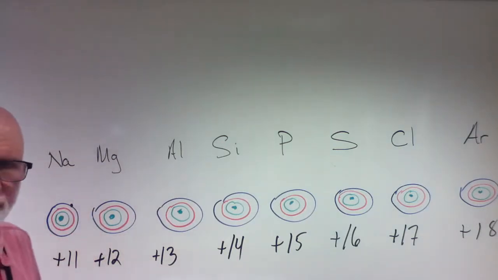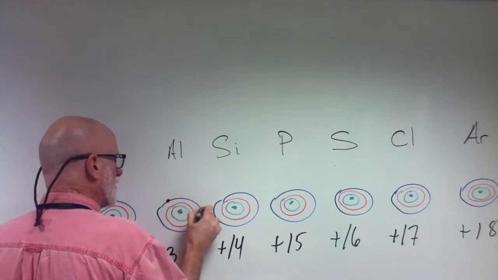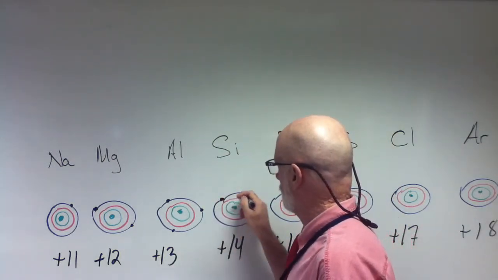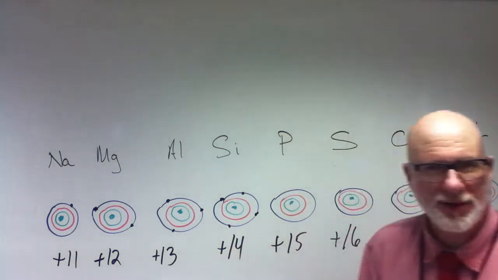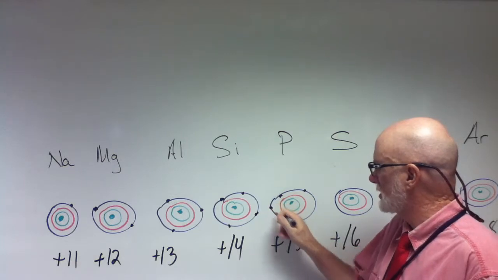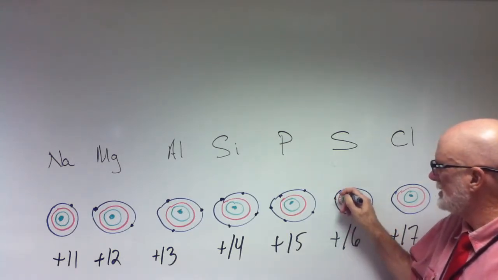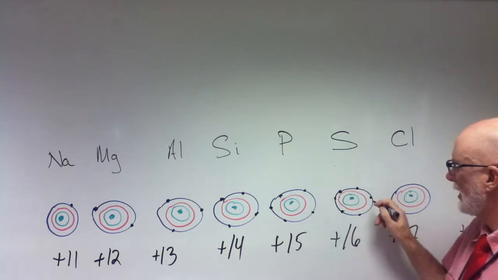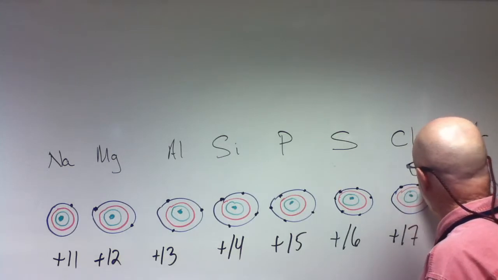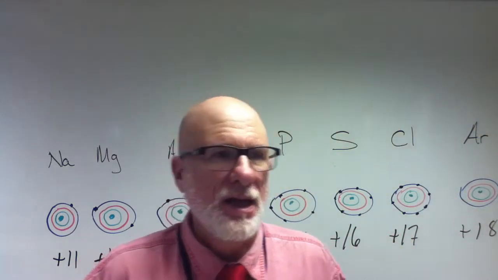How about magnesium? 2. How about aluminum? 3. What about silicon? 4. Excellent. How about phosphorus? 5. Let me draw in some serious electrons here. How about sulfur? 6. Now what about chlorine? 7. Very good.